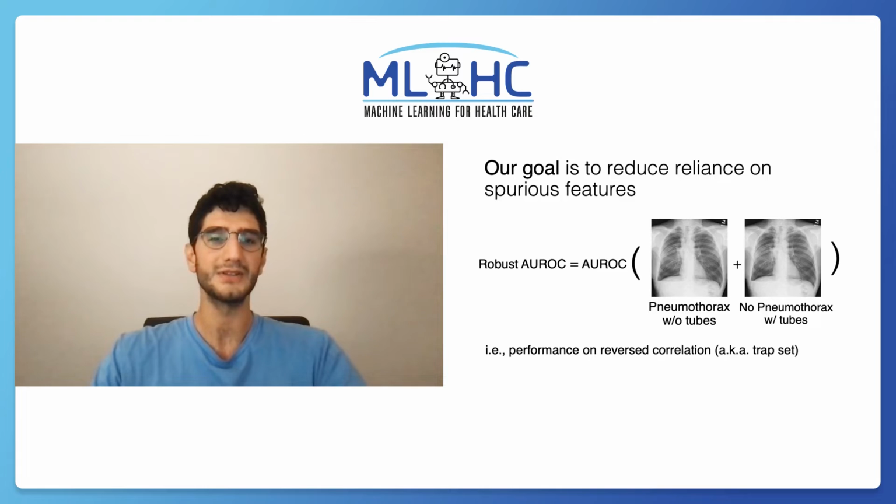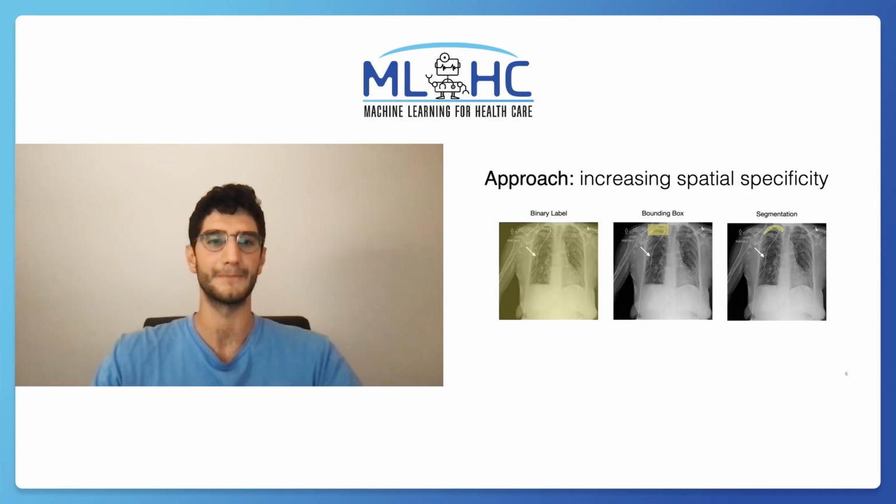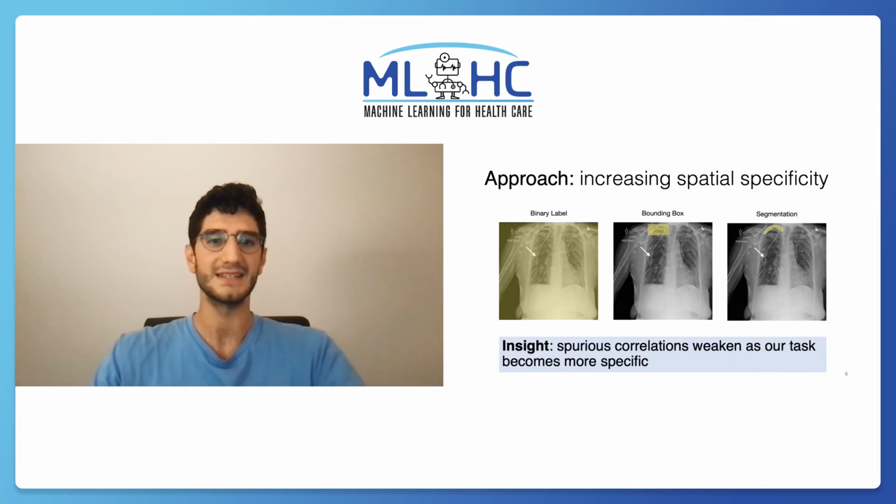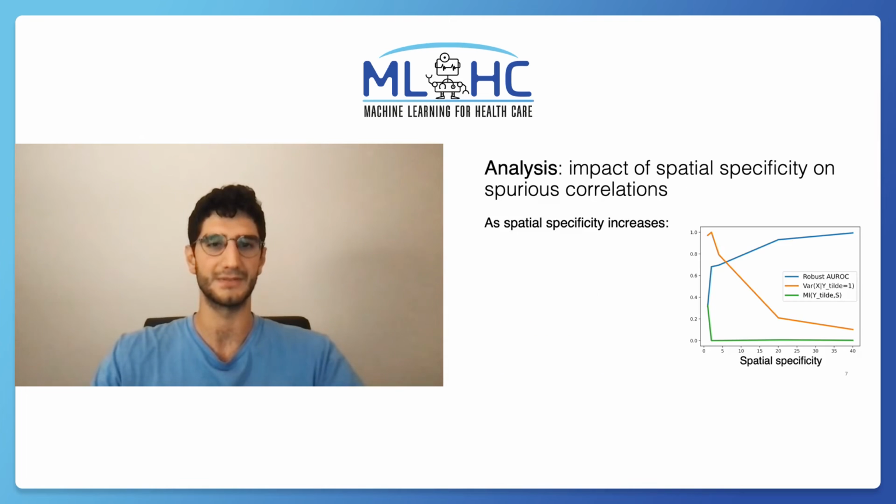In this work, our goal is to reduce the reliance on such spurious correlations. To measure the reliance, we define the robust AUROC as the model's performance on the subset of images where the spurious correlation does not hold. Our approach is to intervene at the task level by increasing the spatial specificity of the task. For example, as we move from a binary label to a bounding box, and finally a segmentation, we're making our task more spatially specific. Our insight is that as we define our task more specifically, we weaken that spurious correlation.